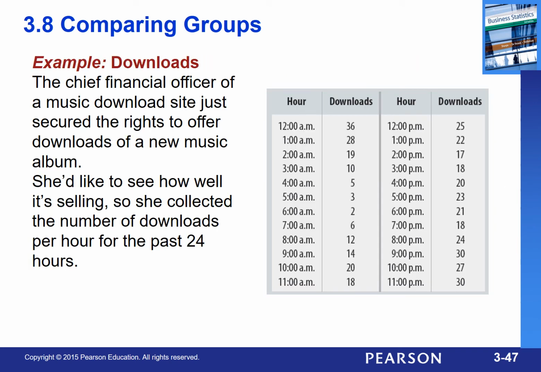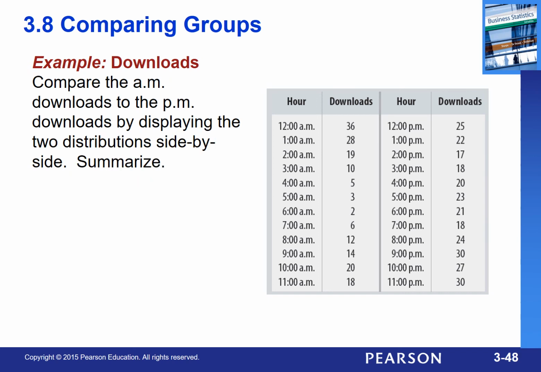Okay. Let's do an example comparing downloads. So I've decided let's get some new data. AIG has been beat to death. Let's try something different. So this is looking at a number of downloads at different time periods for a new music album that was recorded over a 24-hour period. Fun facts. Let's see how this looks. So we want to compare the AM and PM downloads to each other, and we're going to display this in some side-by-side distributions to summarize what's going on.